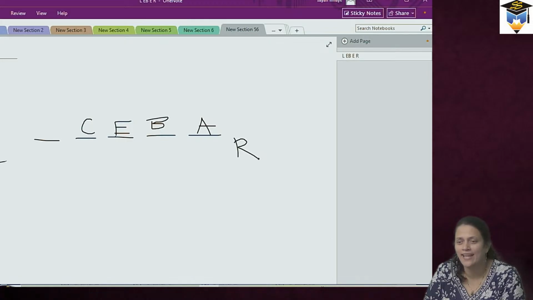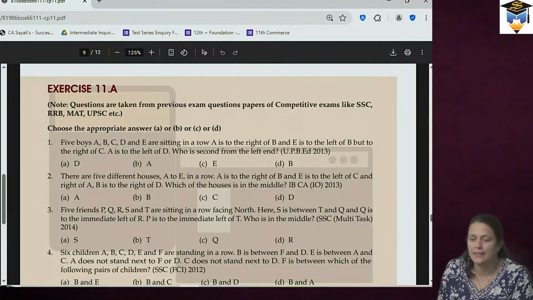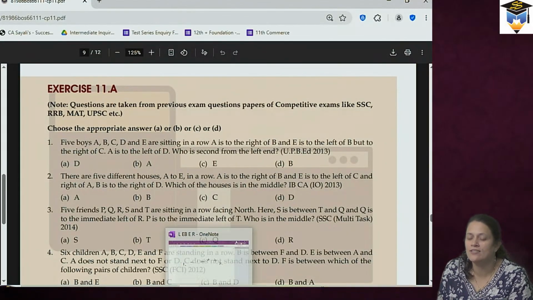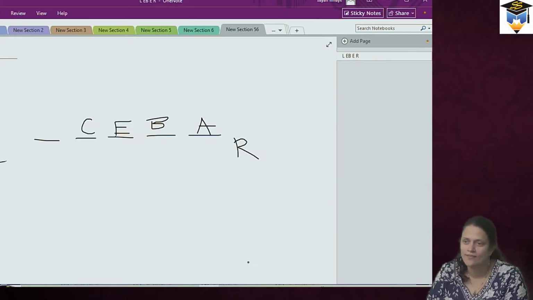Now how will you place A and D? Where will you place A and D? Tell me. Think. Just draw this down. Think and tell me where you will place A and D. Who is to the second from the left end? So left and second कौन है? That is the question. But first try to arrange. Try करा. A आणि D ला तुम्ही कसं प्लेस करणार ते मला सांगा.